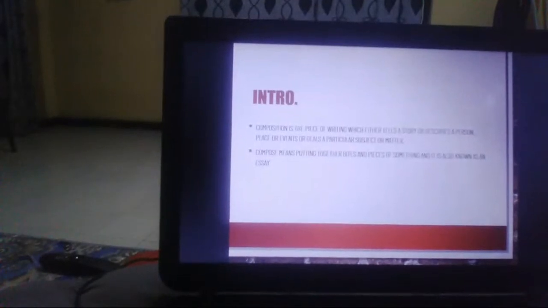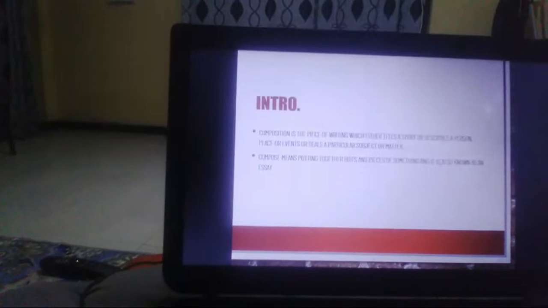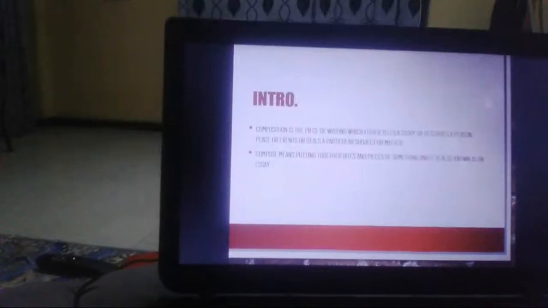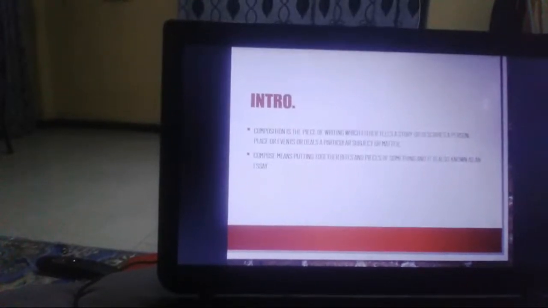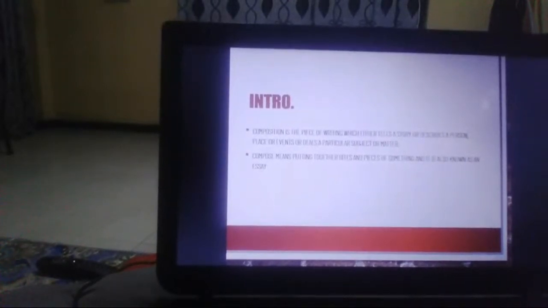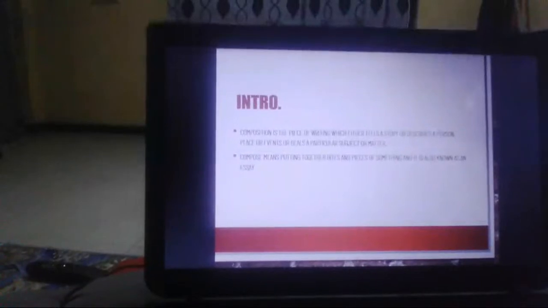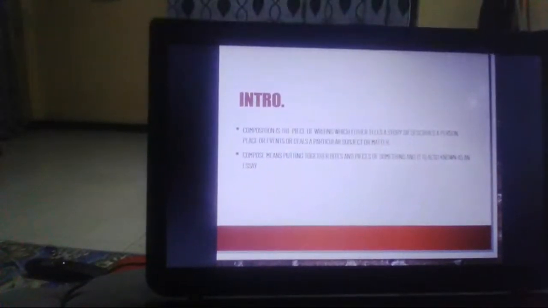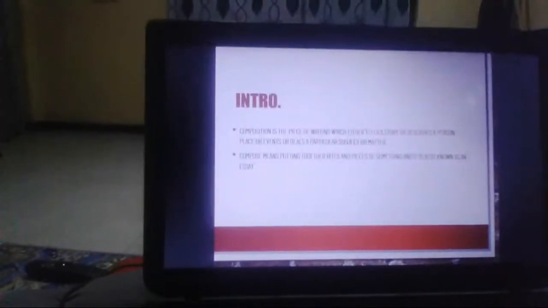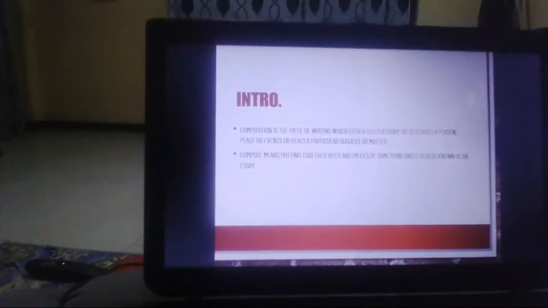I hope you'll be able to see the writing. So we are saying composition is the piece of writing which either tells a story or describes a person, place, events, or deals with a particular subject or matter. That is what is referred to as composition. So it is a writing, it can tell a story, such as in our case, a narrative, a story.